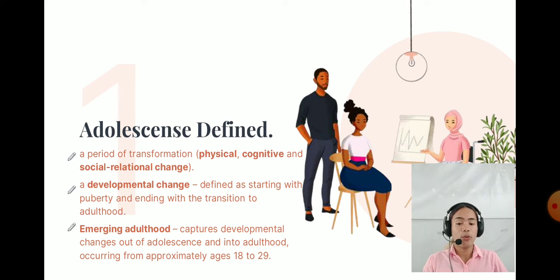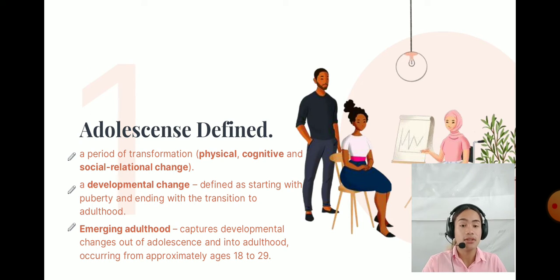So now let's define what is adolescence. Adolescence is often characterized as a period of transformation, primarily in terms of physical, cognitive, and social relational change. Adolescence is a developmental change, or it is called a stage of development. This has been defined as starting with puberty and ending with the transition to adulthood, approximately ages 10 to 20.